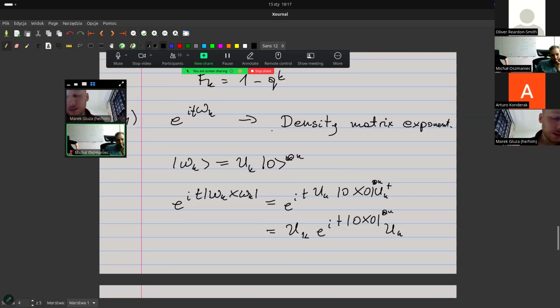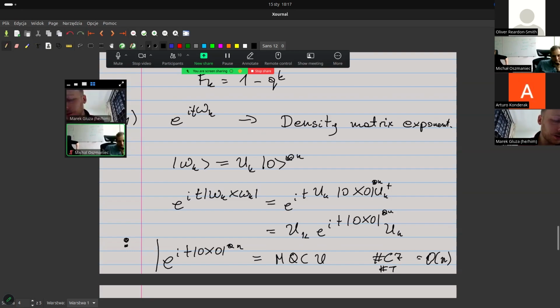And the unitary e to the i t, it's actually a very fun calculation, is a multi-qubit controlled unitary. And the number of CZ is something like O of the number of qubits. Okay, and the number of T gates is the same. So this is a multi-qubit controlled rotation with e to the i t 0 on one single qubit, controlled over all other qubits. And there's an efficient way of compiling it.